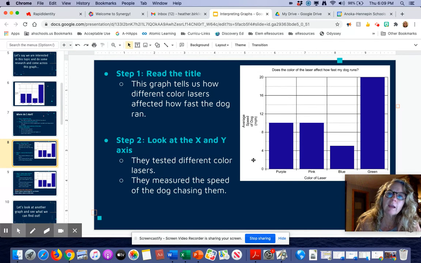And then we look at the side here. We want to look at the scale and see, does the scale make sense? And then they're talking about the average speed of dogs. And interesting, they did it in miles per hour. Since we're in science, I would have liked to have seen kilometers per hour, but miles per hour makes more sense to us. So we looked at those 2 things and we kind of get an idea.